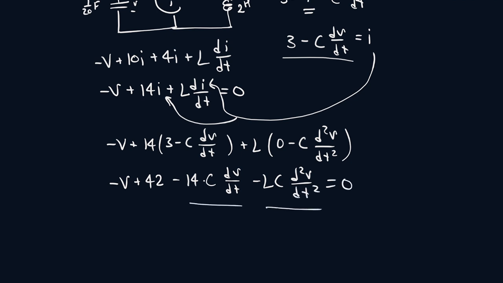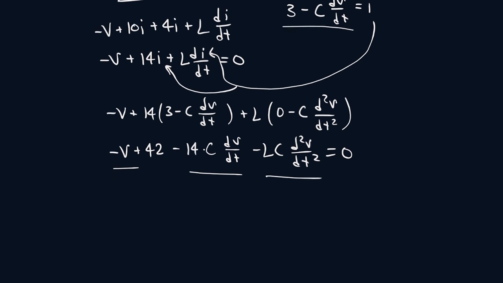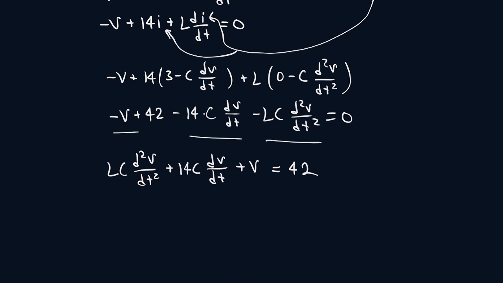Now I'm going to bring this, and this all to the other side. So it'll be LC, d squared V over dt squared, plus 14C dV over dt, plus V equals 42. And divide everything by LC. So you get the following.